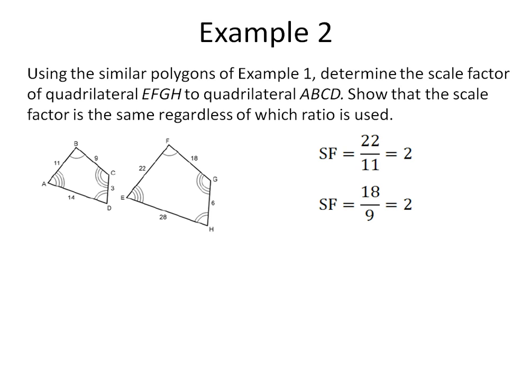The scale factor of the next pair of corresponding sides is 18 to 9, which is 2. The scale factor of the third pair of corresponding sides is 6 to 3, which is 2. And the scale factor of the last pair of sides is 28 to 14, which is also 2. So therefore the scale factor is the same for all four pairs of corresponding sides.